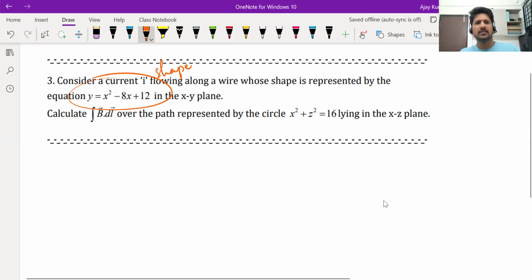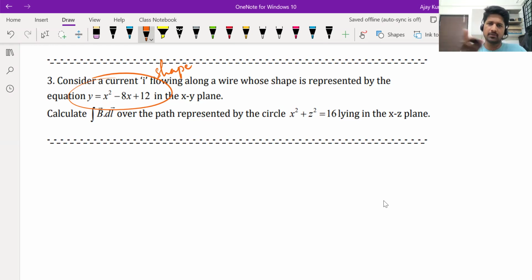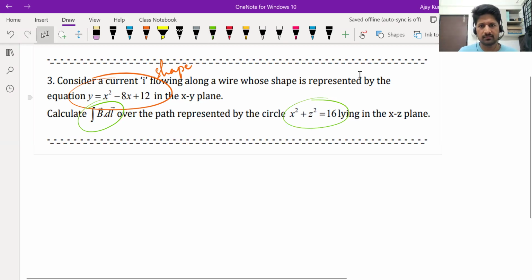So yeah, this equation represents the shape of the wire. It's an equation between y and x. So the wire lies in the xy plane. Assume z coordinate is 0. You have to calculate integral b dot dl over the path represented by this circle. So a wire is given and a circle is given.